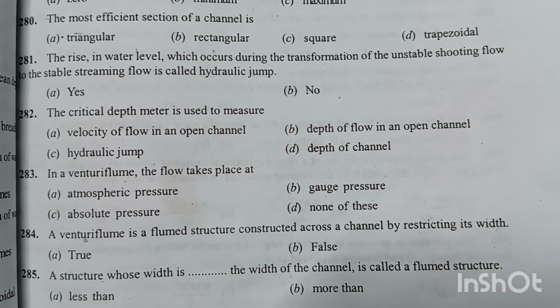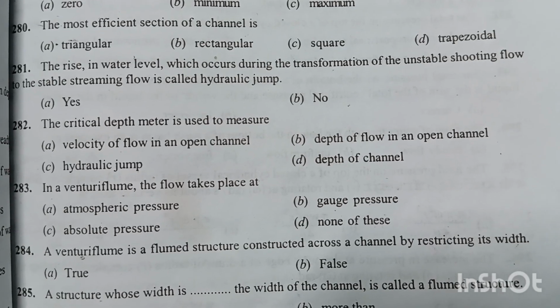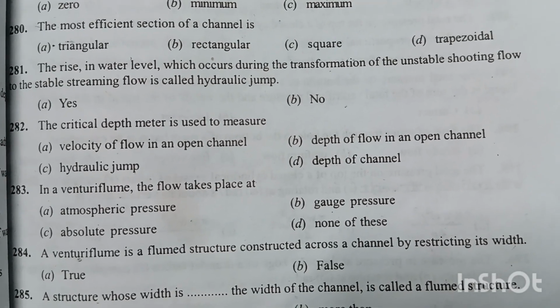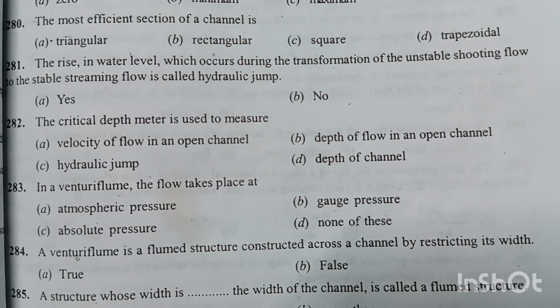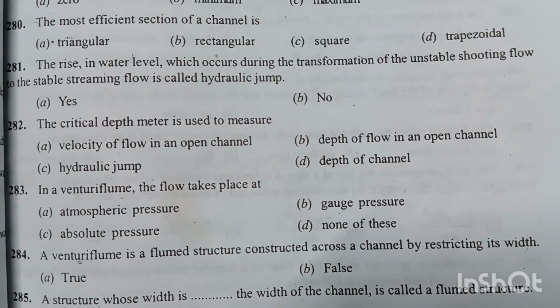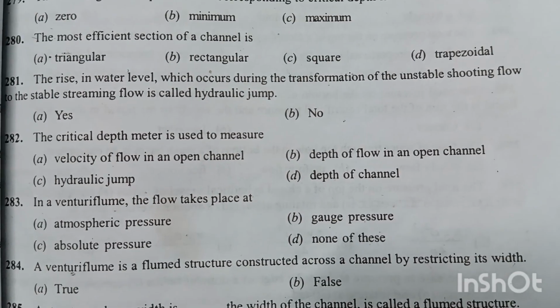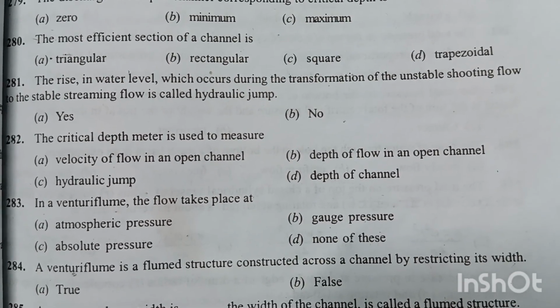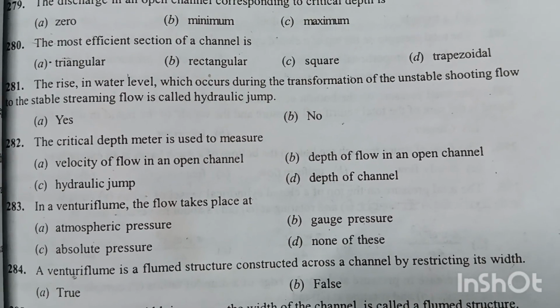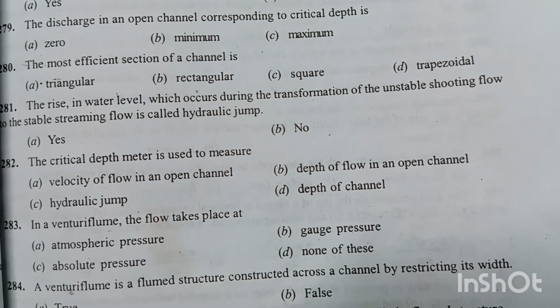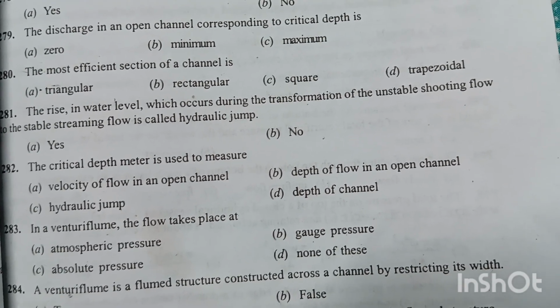Question number 281. The rise in water level which occurs during the transformation of unstable shooting flow to the stable streaming flow is called hydraulic jump. Option A is right answer. Yes. Whenever a liquid of higher velocity is discharged into lower velocity zone, there is a huge rise in liquid surface, which is called hydraulic jump.